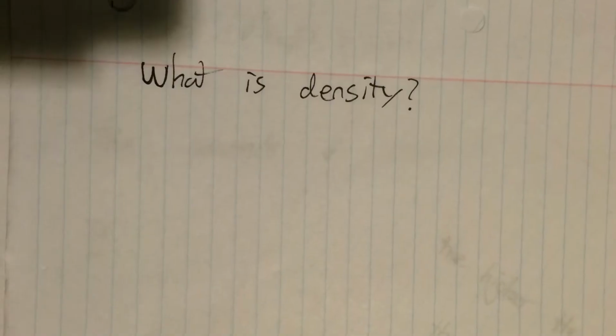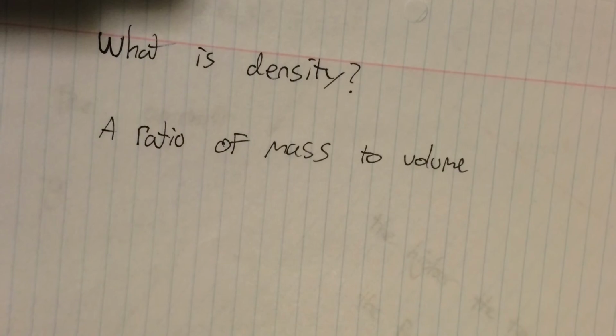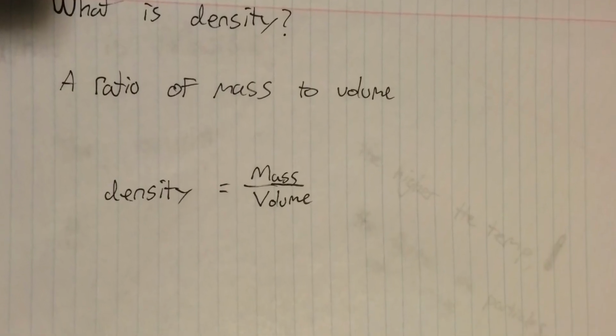What is density? Density is the ratio of mass to volume. This can be represented in the equation, density is equal to the mass divided by the volume.